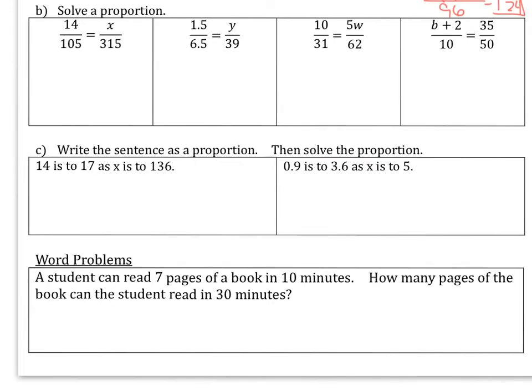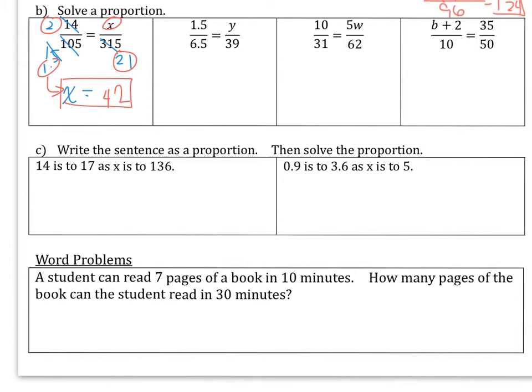Part B, solve a proportion. So before I solve a proportion, I would like to do some box simplifying. So I could simplify 14 with 105 by dividing by 14. And then I can simplify 15 with 315 by dividing by 15. And 315 divided by 15 is 21. And then I'm going to do cross multiplying. X times 1 gives you X. 2 times 21 gives you 42.